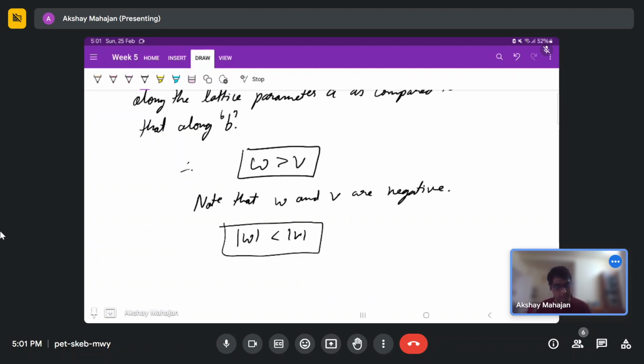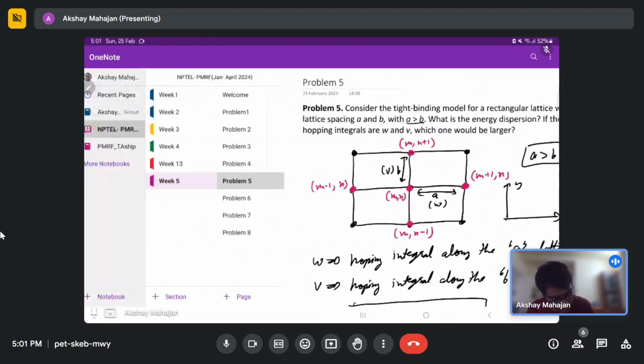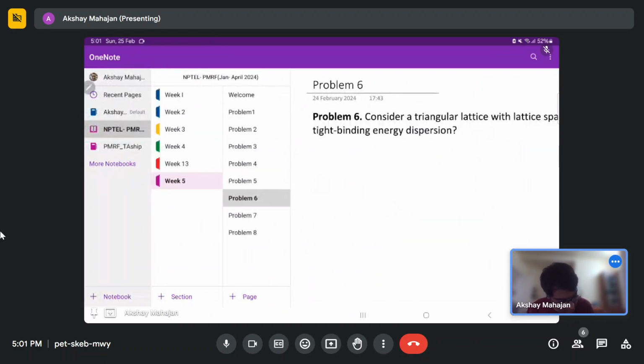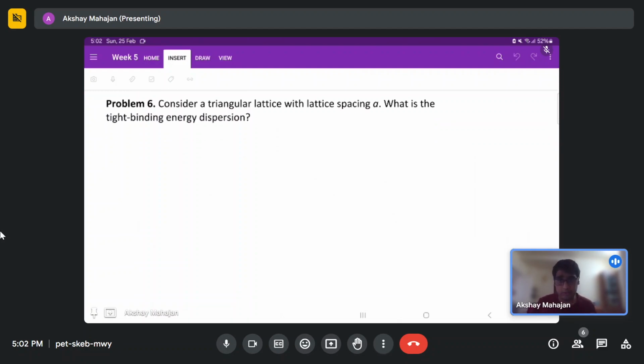Right, so this was our problem number 5. Okay, so let's go to problem number 6. In problem number 6, we have to consider a triangular lattice with a lattice spacing A, and then find what the tight binding energy dispersion relation is.